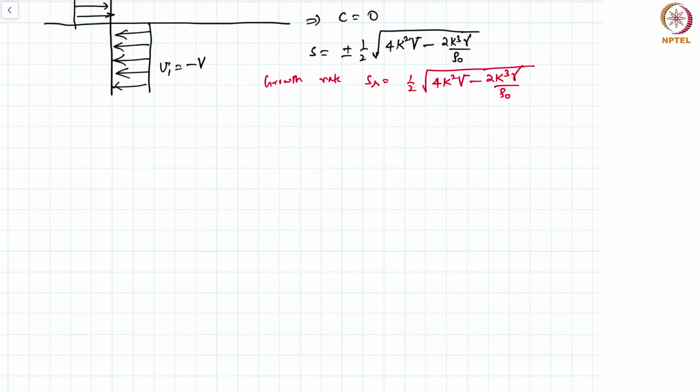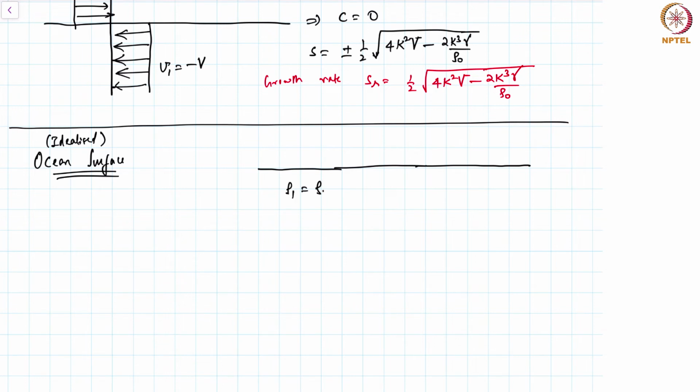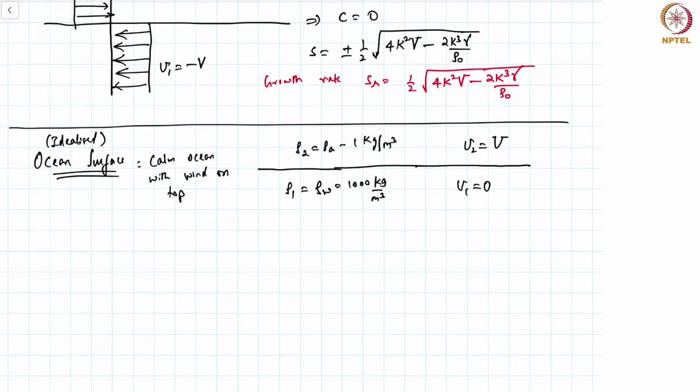So let's look at one more case. This is the ocean surface. This is an idealized ocean, let's put it this way. The idea is the following. We have a surface of the body like this. The density rho 1, let's say, is water, that is 1000 kilograms per meter cube. The density rho 2 is rho air, which is around 1 kilogram per meter cube. But let's say we have a calm ocean. Velocity at the bottom is basically 0, and the velocity at the top, we'll say it's capital U. So this is a calm ocean with wind on top. So we have a wind that is blowing on the top, and we have a calm ocean.